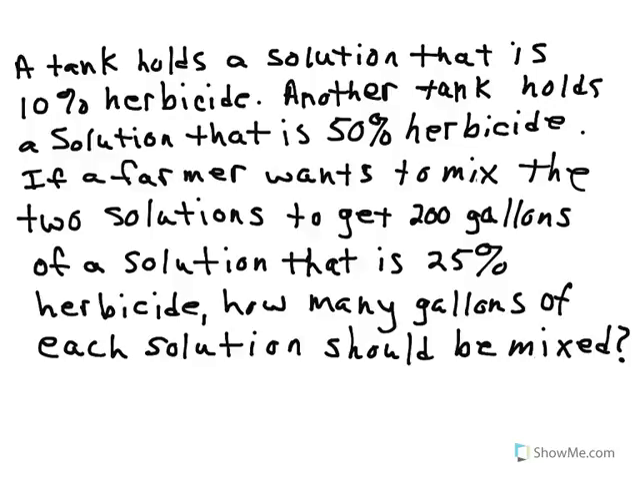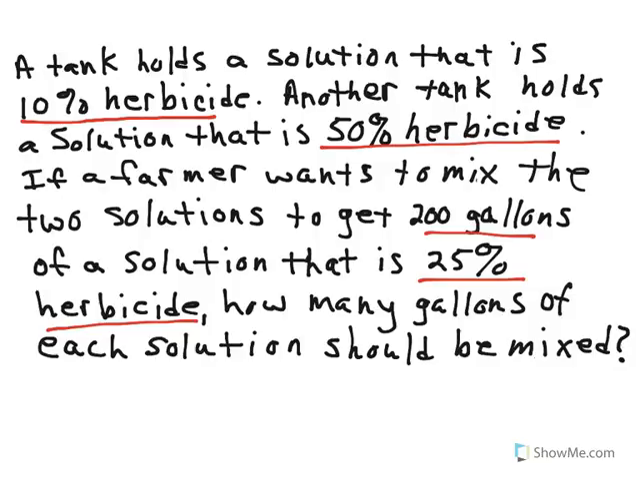A tank holds a solution that is 10% herbicide. Another tank holds a solution that is 50% herbicide. If a farmer wants to mix the two solutions together to get 200 gallons of a solution that is 25% herbicide, how many gallons of each solution should be mixed?